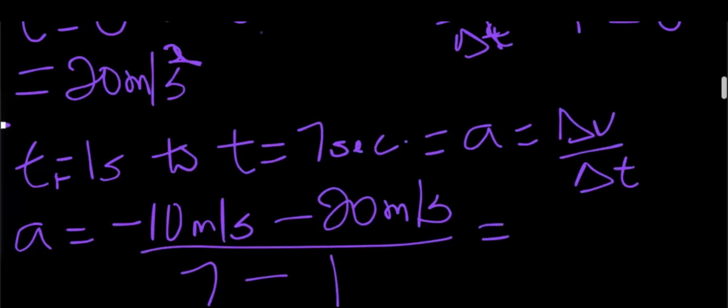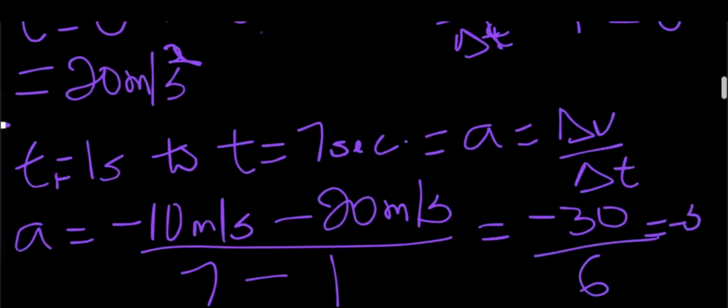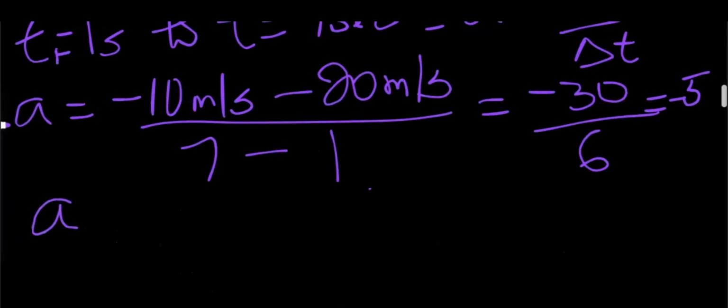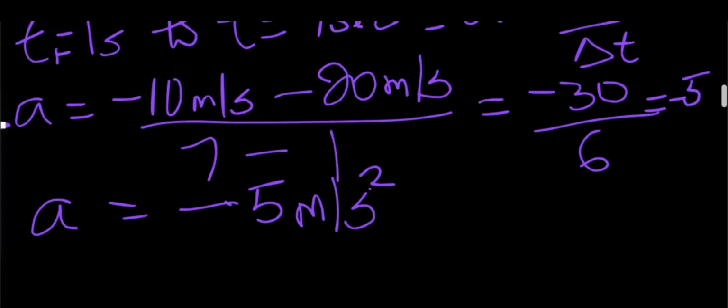Let us subtract. Negative 10 minus 20 is negative 30. 7 minus 1 is 6. By the time we divide this, we have negative 5. Therefore, the acceleration will be negative 5 meters per second squared.